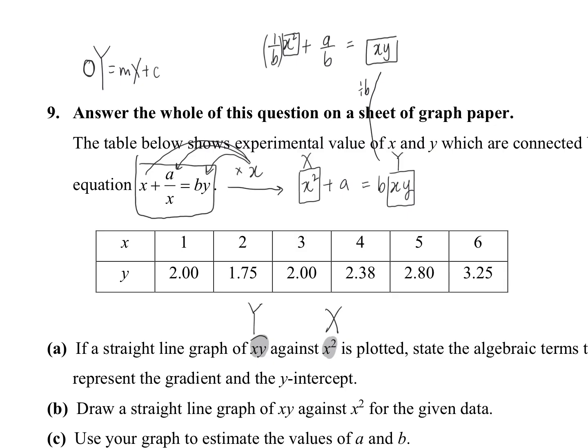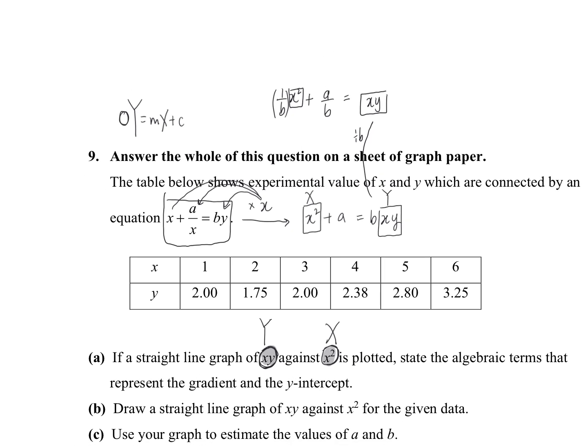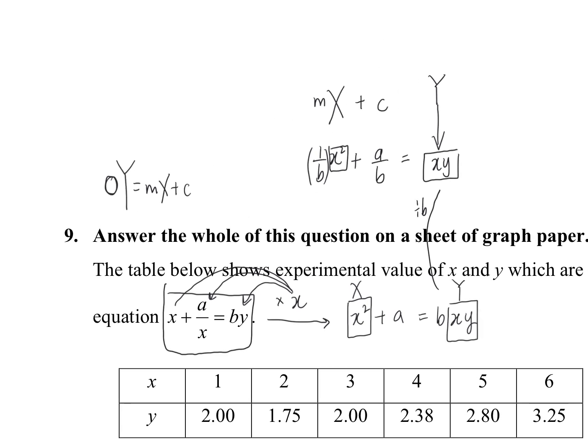Because the question already insists that this must be y and this must be x. Okay? So with that, I know that my equation is y equals to mx plus c. Yes. I divide by b so that my y has no coefficient. Because I need to get y equals to mx plus c. I cannot have by equals to mx plus c.